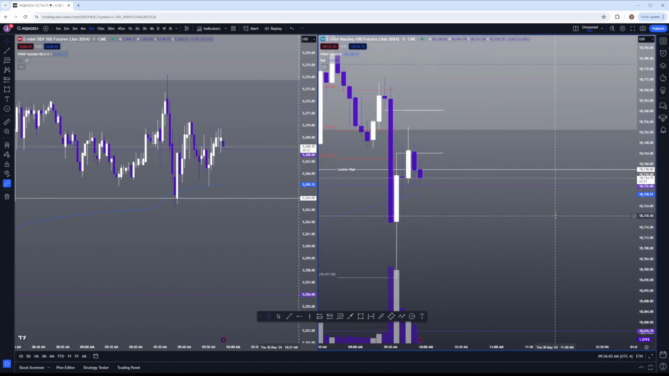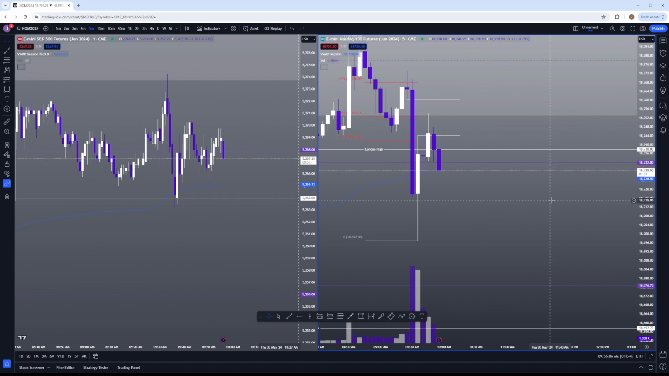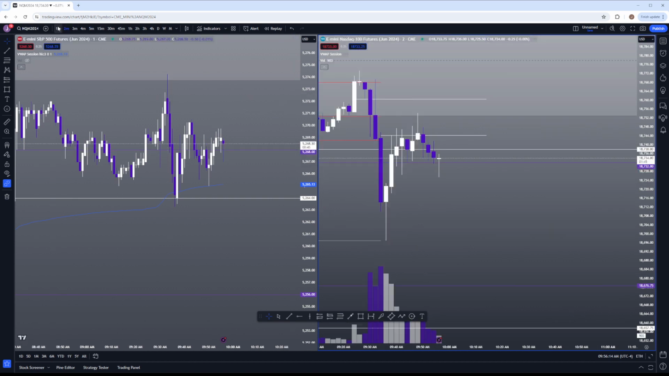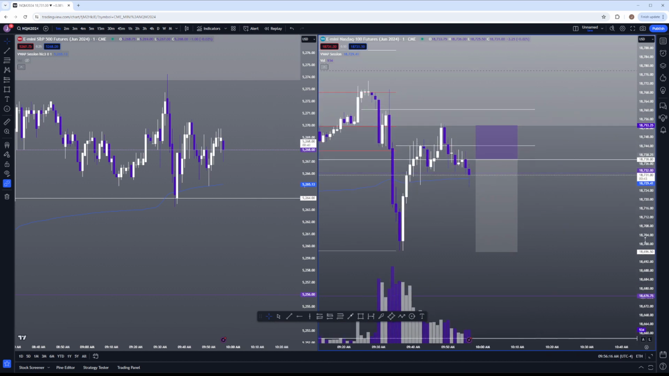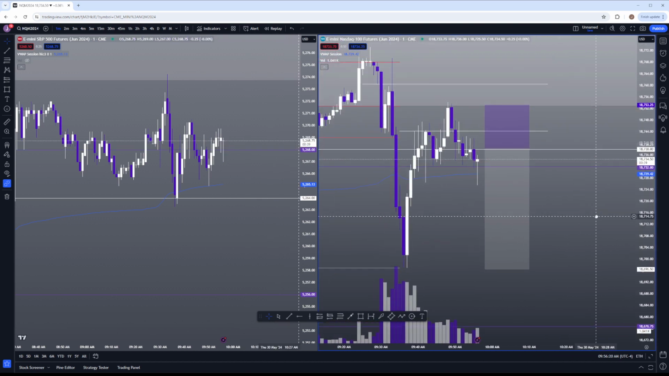So to me, the shorts still look really good, but now I'm going to wait for that news to come out. And we might see the shorts drop like crazy, but again, we're seeing so much manipulation, so much chop. It's not worth getting in a trade right now.